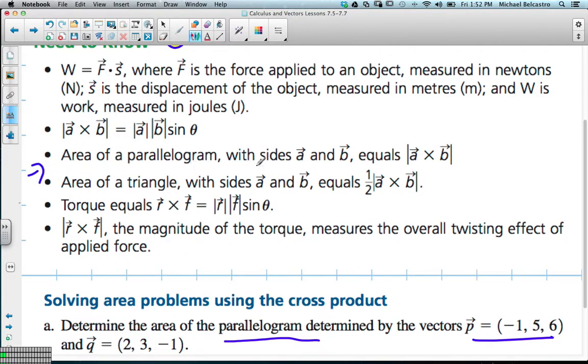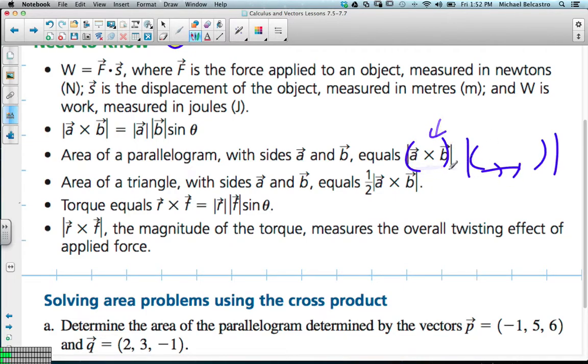Now the area of a parallelogram with sides vector A and B is equal to the magnitude of A cross B. Okay, so essentially if we find the cross product of the two, we would end up with a new vector value. And then we need to find the magnitude of that vector value, which would be equal to the area of a parallelogram. Okay, that same idea can be used with a triangle. If we can find our two vectors, do the exact same process, and then divide by 2.